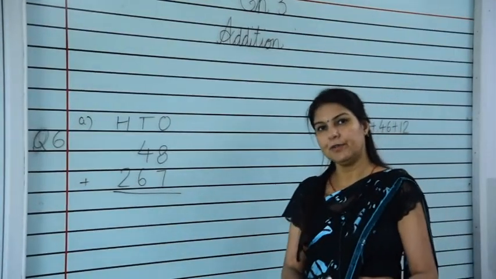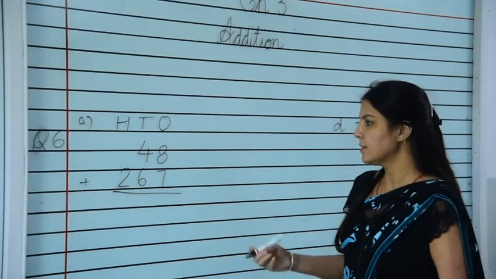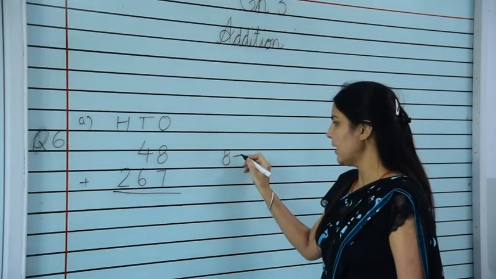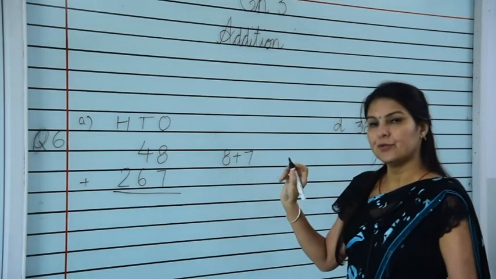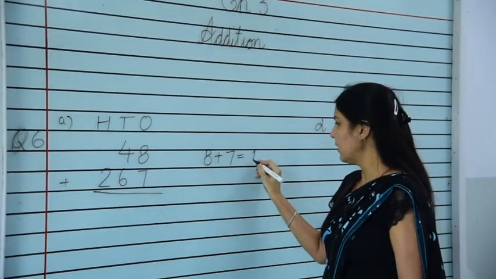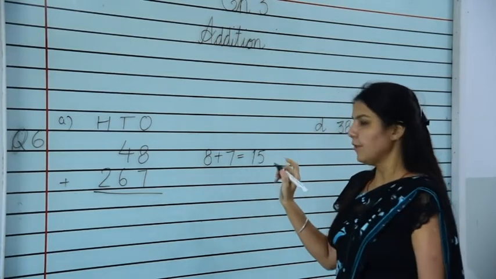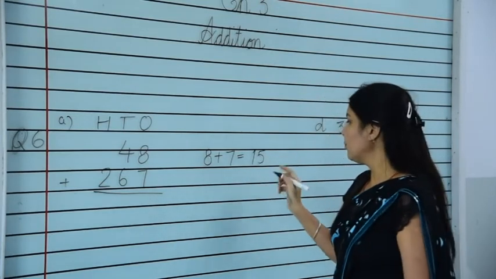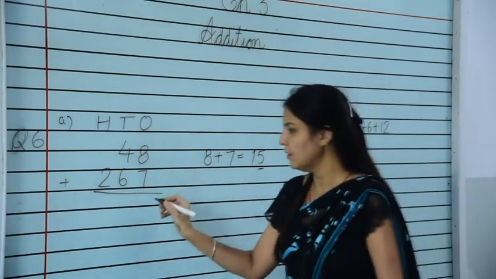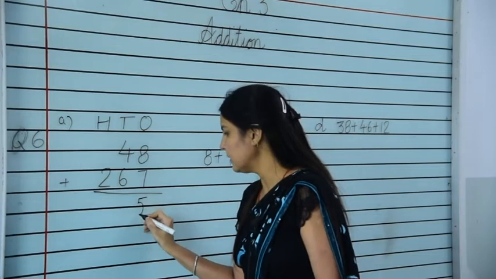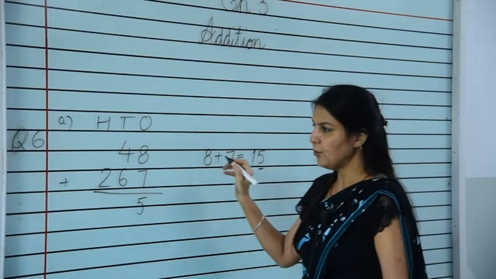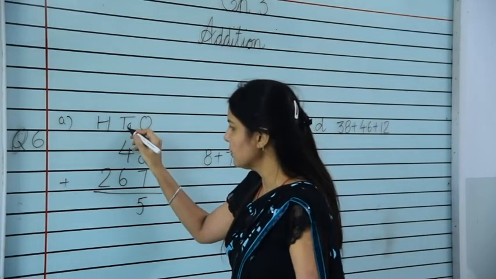So first of all, what will we do? We will add the digits which are at ones place. Here 8 and 7 are at ones place. So first of all, we will add these two digits. We will get 15 after adding these two digits. 15 is a two-digit number. So first of all, we will write the digit which is at ones place here under 8 and 7. Now the other digit, this is 1, we will carry over to the tens place because now we are going to add these digits.